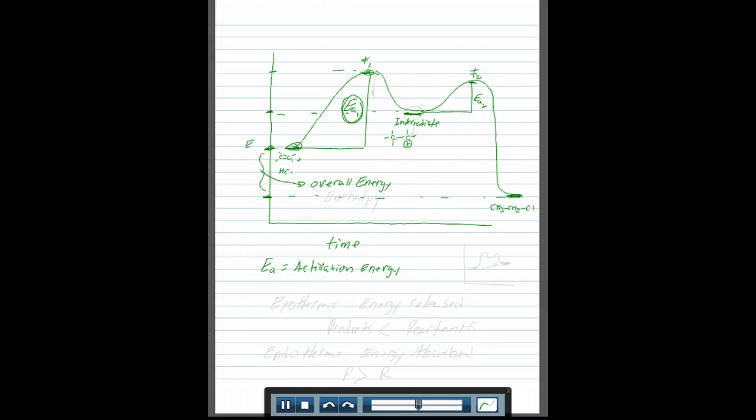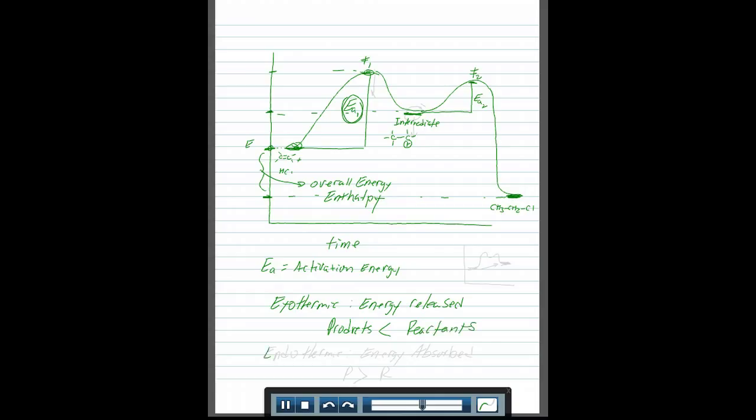You might have heard the word enthalpy. It's the enthalpy of reaction. It's the overall energy. If your products are lower in energy than your starting material, this is an exothermic reaction. Exothermic means energy is released, and it means your products are less than your reactants as far as energy-wise.